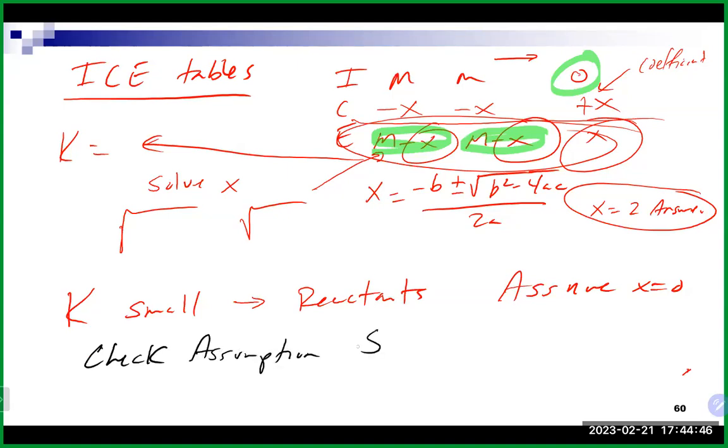And again, we're going to use the 5% rule. So once again, the way that you check your assumption is you take the X value that you got and you divide it by really the initial concentration and times it by 100%. And again, if it's like 5% or less, you're good to go. You can go with the assumption that you did. If it is more than 5%, you typically need to go back and solve it some other way.